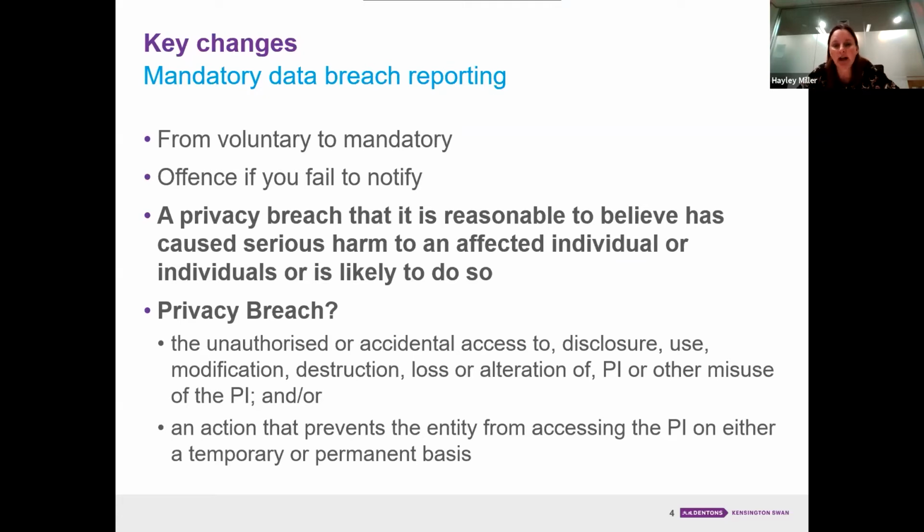Interestingly, there's a new limb in terms of the privacy breach for this purpose, and that's an action that prevents the entity, so your business, from accessing the personal information on either a temporary or permanent basis. So if you lose access and you don't have another copy, for example, that in itself could be a privacy breach. Then the question is whether it's notifiable. So a privacy breach, first test: has this occurred? And it's at that point things should be escalated and a proper determination should be made by a team that essentially knows what they're doing and is able to make an objective call. And the test for that is around that causing serious harm.